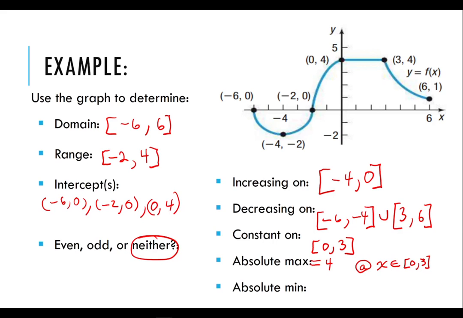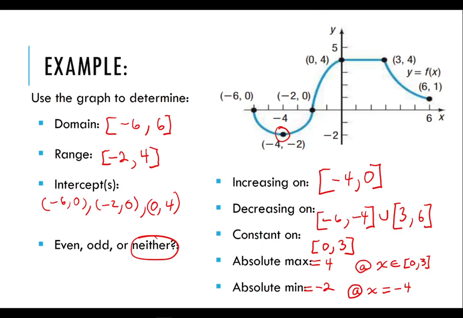4 is the maximum. Now we need to discuss the absolute minimum. Notice that there is a smallest value that occurs. There it is. That's the smallest value that occurs on the graph. Thus, the absolute minimum is actually the value -2. Once again, we'll answer what is the absolute max or min in terms of the y value. But where does it occur? Well, specifically, it's going to occur at the x value, -4.